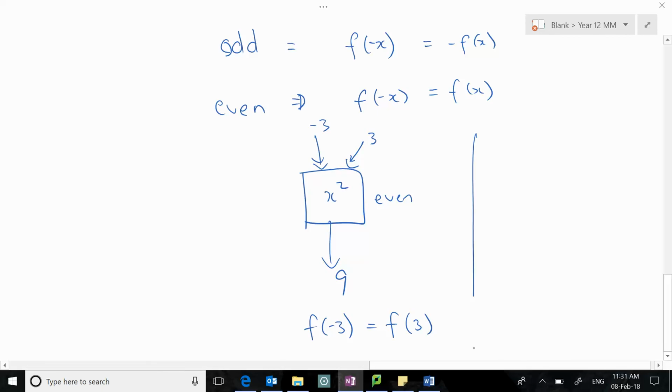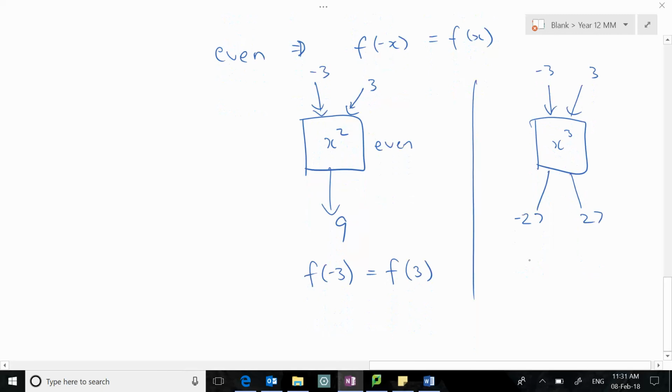Odd, on the other hand, basically means that if I put in the number, so let's say, again, -3 and 3, if you think about it, if I put -3, I get -27. If I put 3, I get +27. How do you write that? This is what it's saying. It's saying if you put in f of -3, that's equivalent to the negative of f of 3.